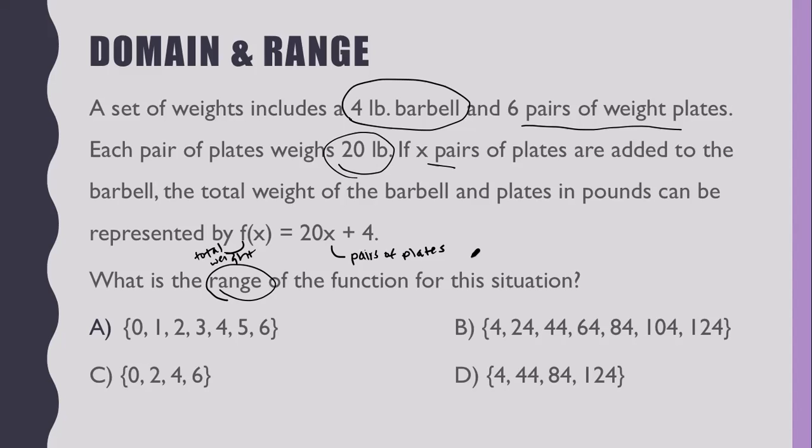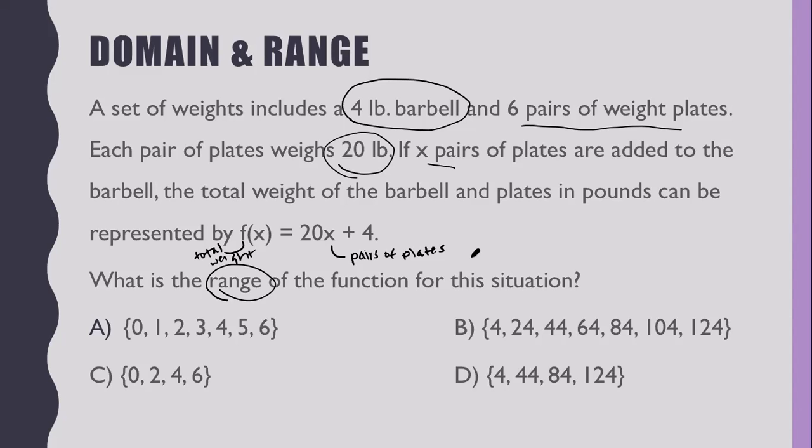4. Now, every time I add a pair of weights, you don't only add one on one side and not on the other side. Okay, you could, but that'd be a little awkward. So I add them two at a time. When I add a pair of plates, how much extra did I add on there? 20. So if I add a pair, how much now is the bar plus the weights?